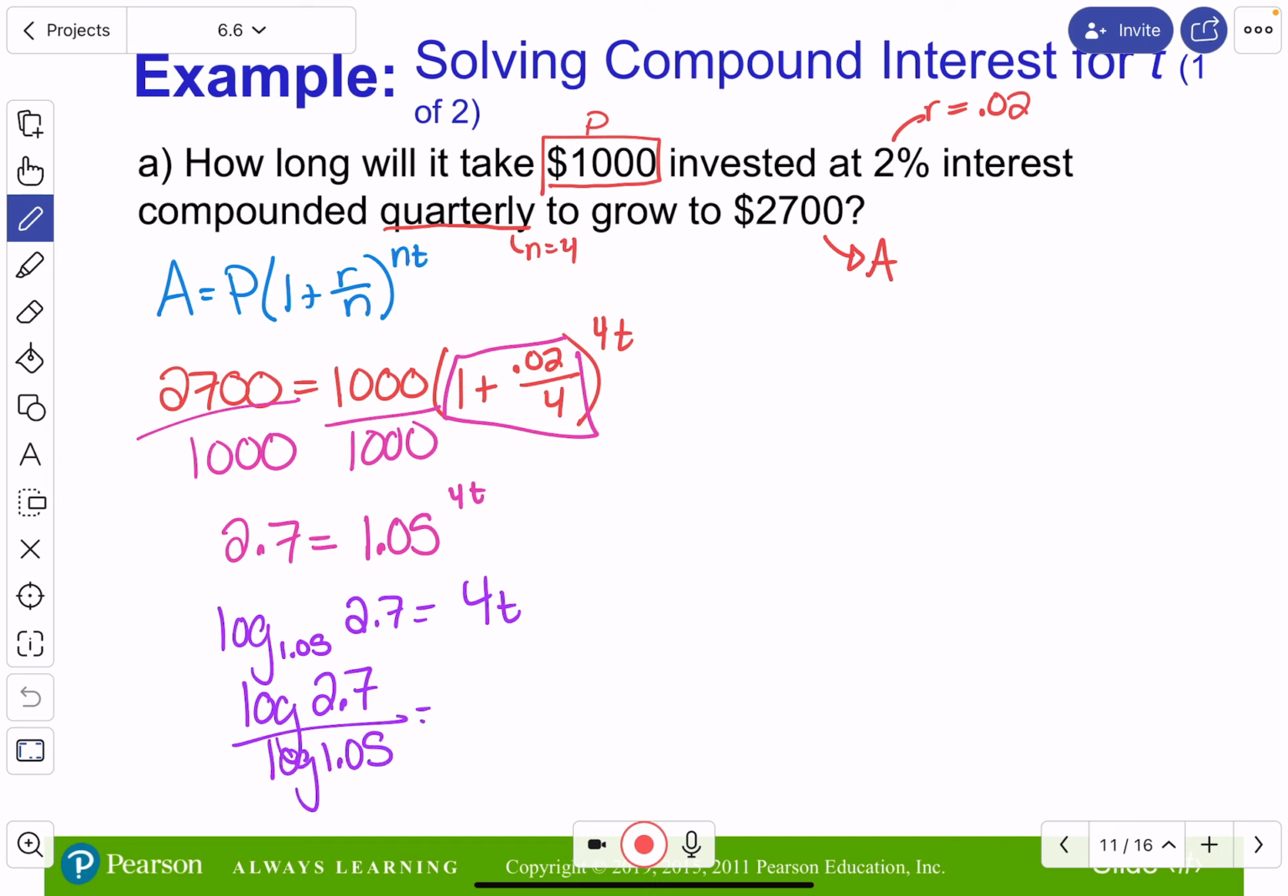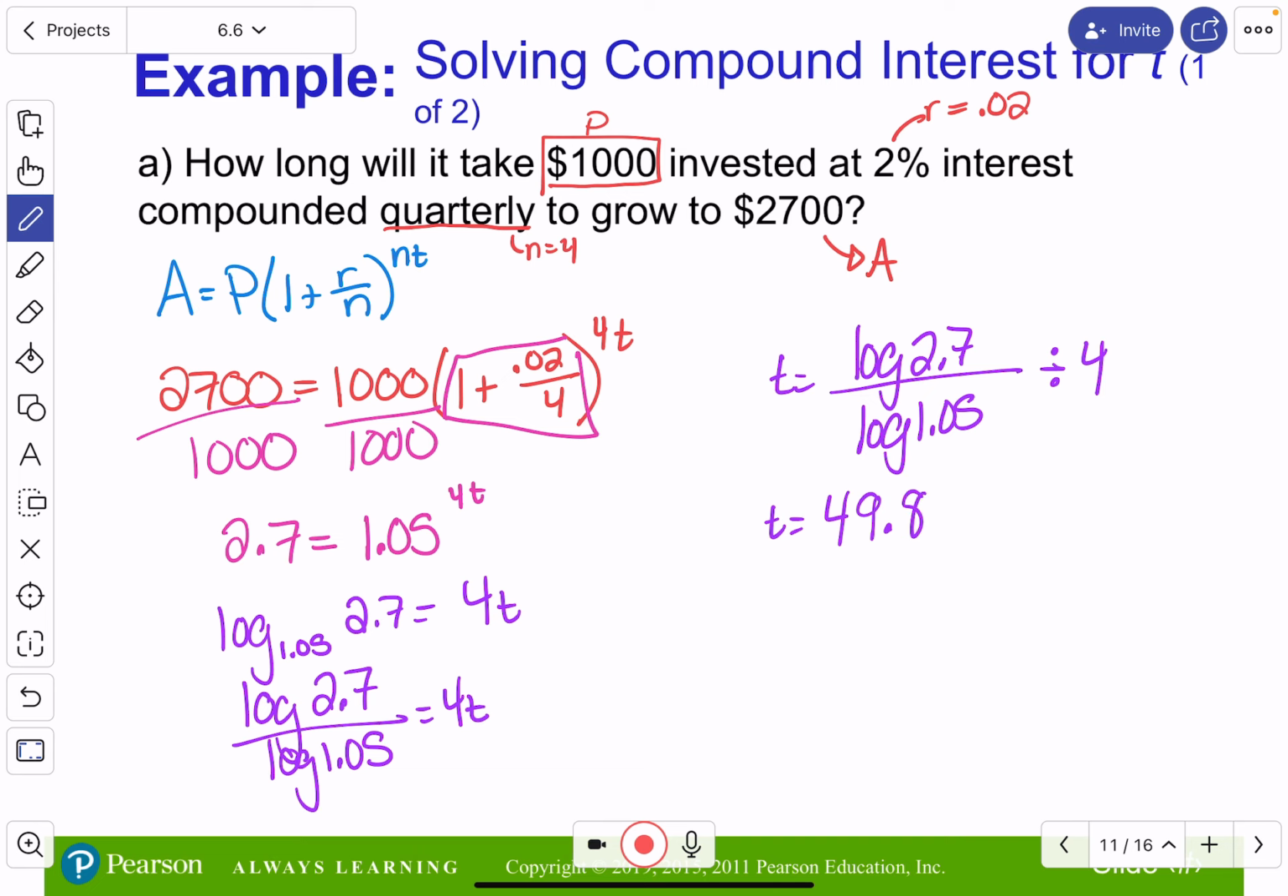Remember, the base stays on the bottom. Then we're going to divide both sides by 4. So log 2.7 over log 1.05, divided by 4, would give us our time. If we plug that in the calculator, we get 49.8. So it will take about 50 years for that $1,000 to get to 2,700. So just plug in what you know and work backwards.